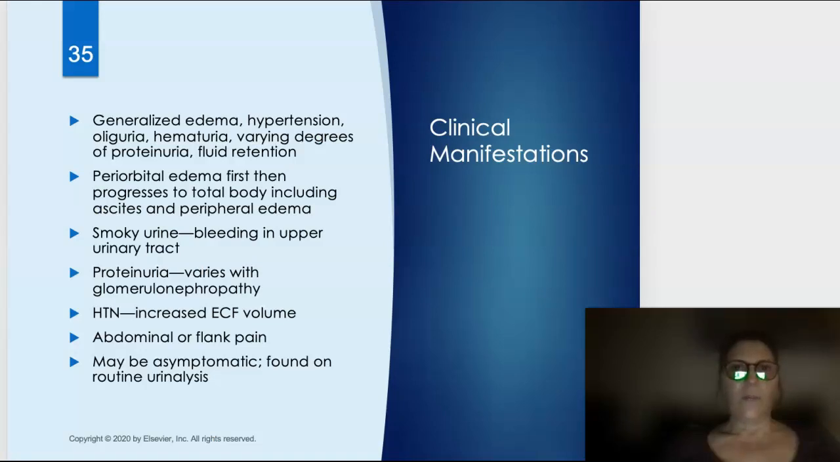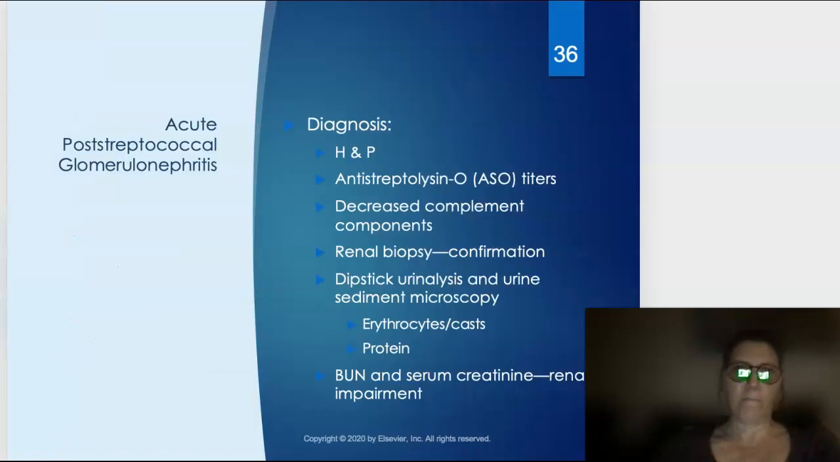So what will it look like? People will have generalized edema, hypertension, oliguria, hematuria, varying degrees of proteinuria, and fluid retention. So you'll see they'll actually have weight gain. There might be periorbital edema first that progresses to total body, including ascites and peripheral edema. Very scary. Smoky urine, bleeding in the upper urinary tract. Proteinuria varies. Hypertension because of the increased extracellular fluid volume, abdominal or flank pain. It might be asymptomatic, it might just be found on a routine urinalysis.